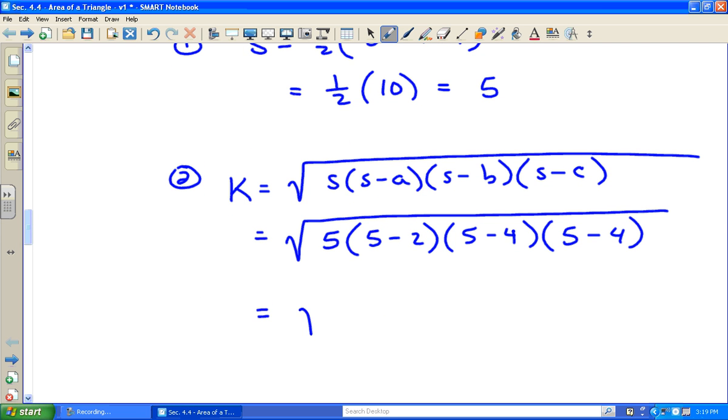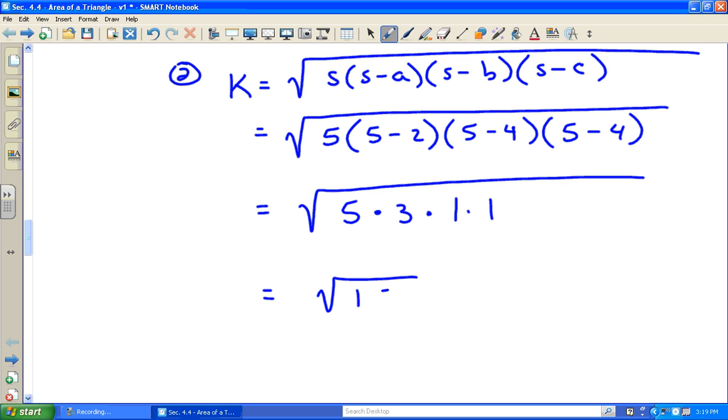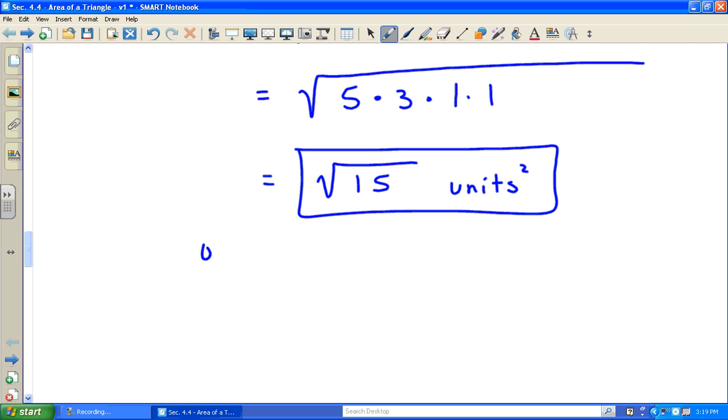Okay, I'll go ahead and simplify this out a little bit before I type it in the calculator. I have 5 times 5 minus 2 is 3 times 5 minus 4 and 5 minus 4 are both 1. And so here we have the square root of 15. If you want an exact answer, there's your exact answer. So this would be units squared. Or if we need an approximation, we can type this in our calculator and we're going to get 3.872983346 square units.